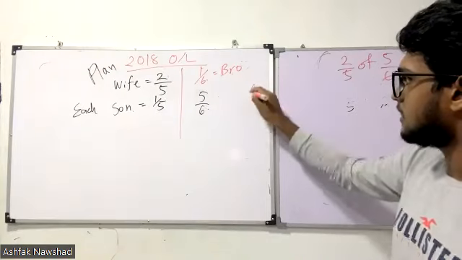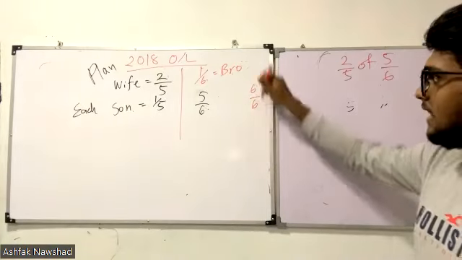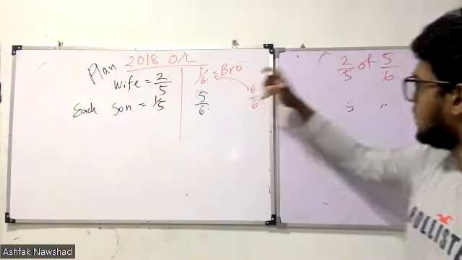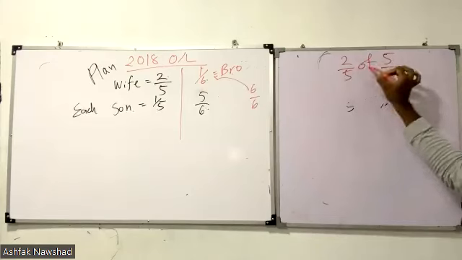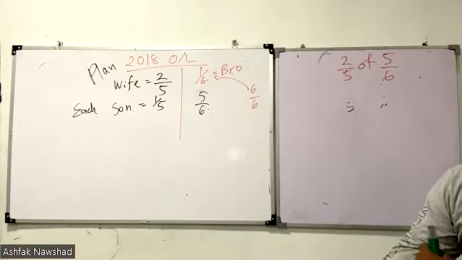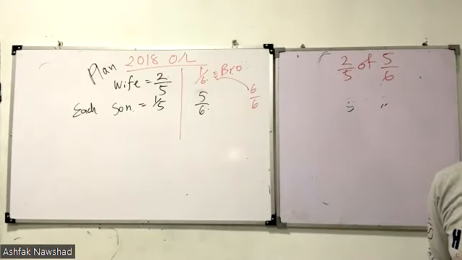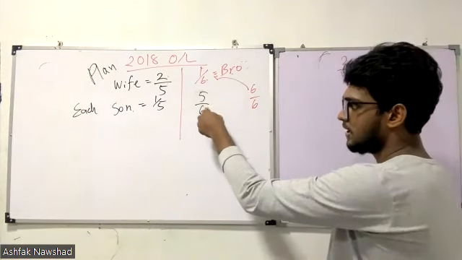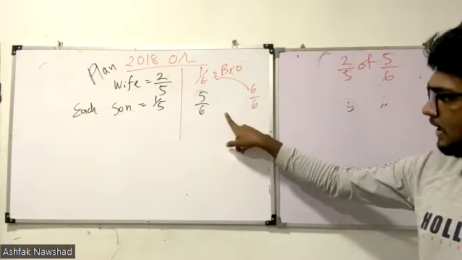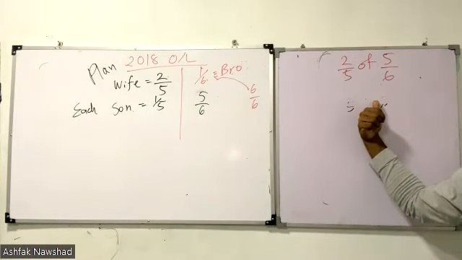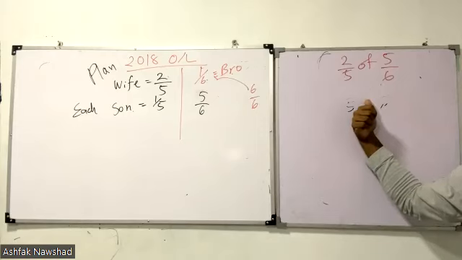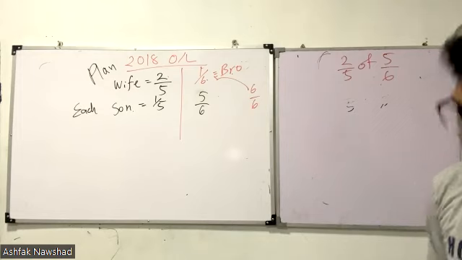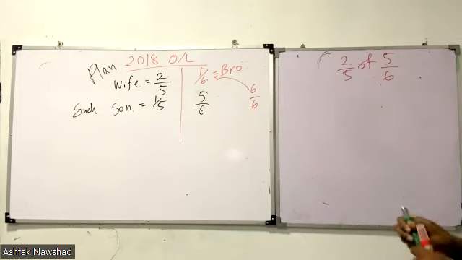He doesn't have 6/6. Why is that? He gave 1/6 to the brother. So he is left with 5/6. So he must give 2/5 of 5/6 to his wife. How did 5/6 come? Like he gave 1/6 to the brother. So what's remaining is 5/6. Is this clear? And what about this? This is what the wife receives. Yes. So this is what the wife receives. How much is it?